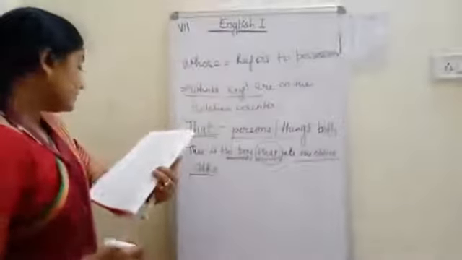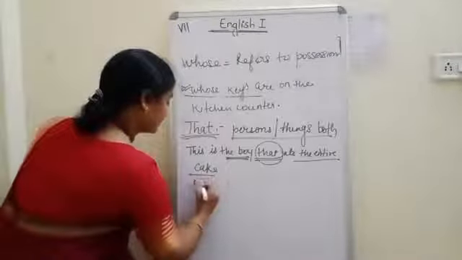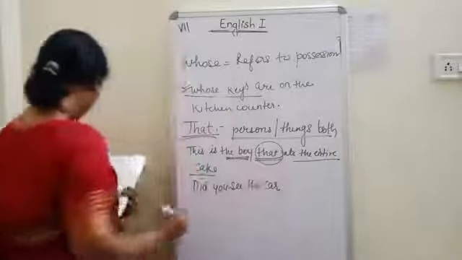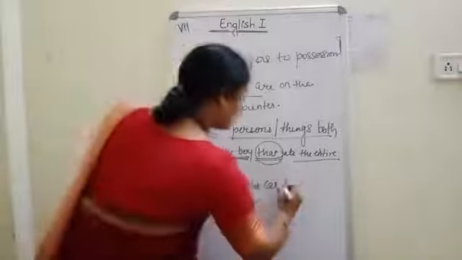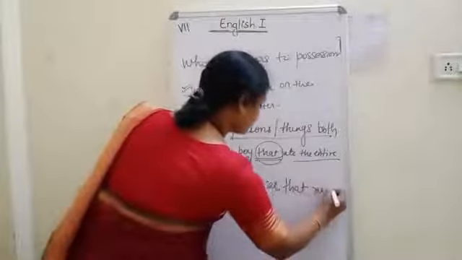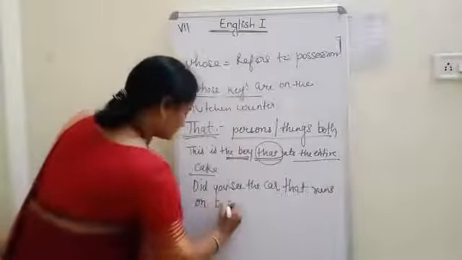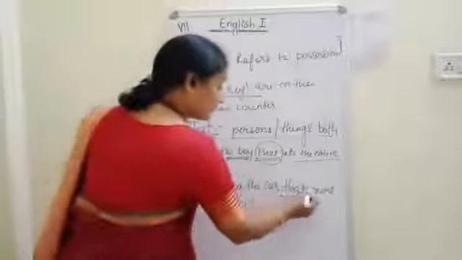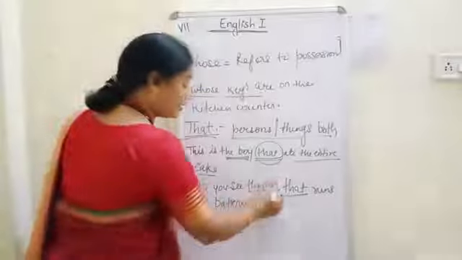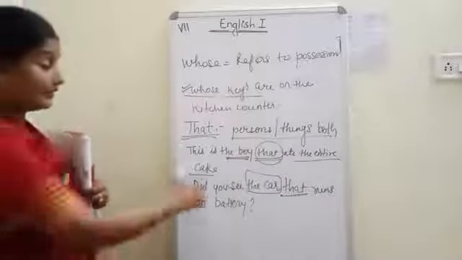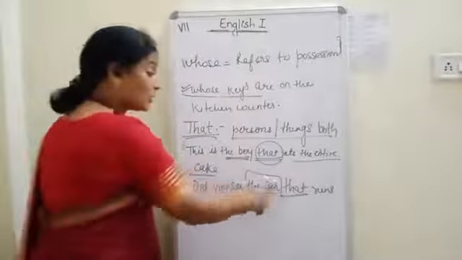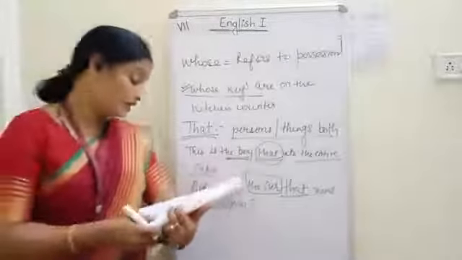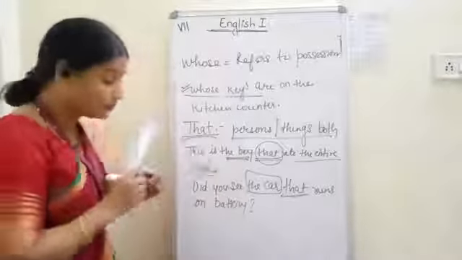Next, did you see the car that runs on battery? Now here, the car is the noun and it is a thing. So that can be used along with a person and with things also. Clear? Now, we have few rules for that.